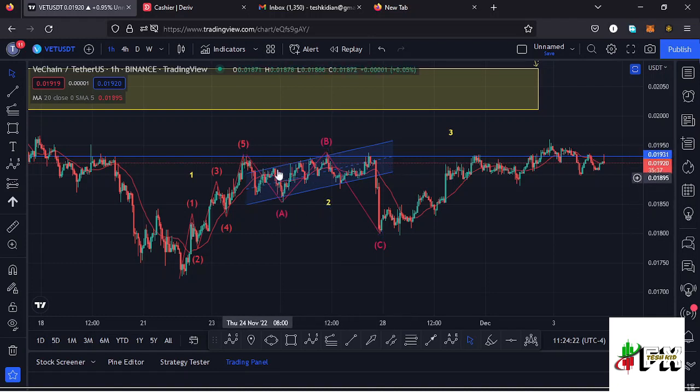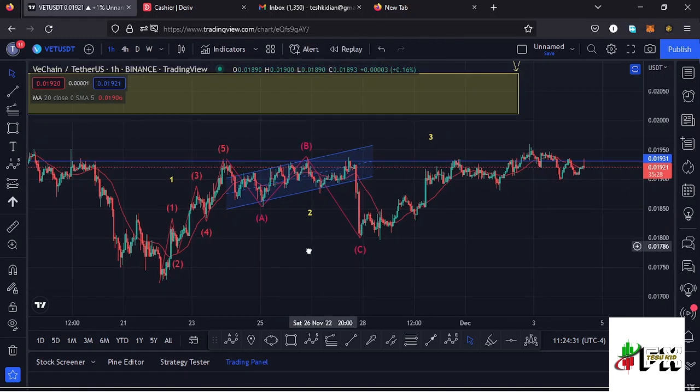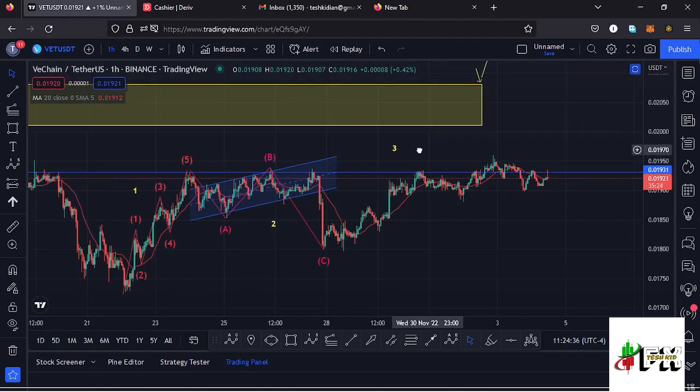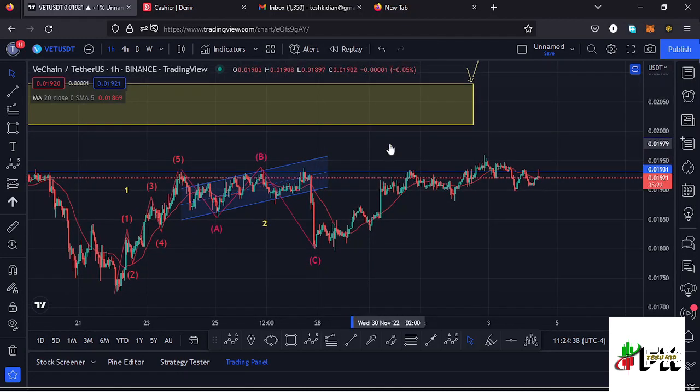And after managing to break out of this channel to the lower side, that completed the formation of that ABC corrective structure and the formation of that high Elliott wave count 2. And after seeing the formation of that wave 2, whatever we expect next is an impulsive movement to the upper side in the formation of this wave 3, and I believe that is what is playing out here on the Vechain chart.